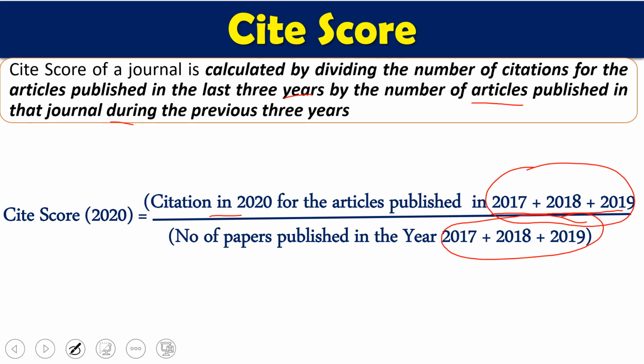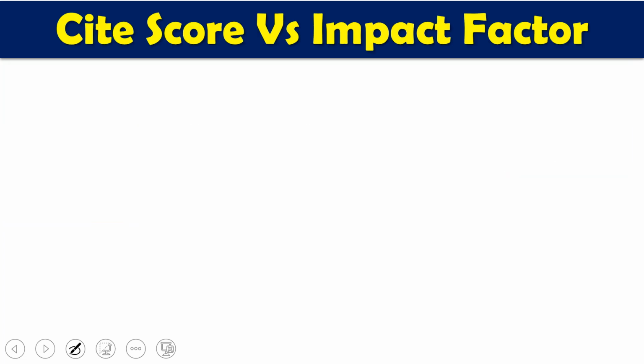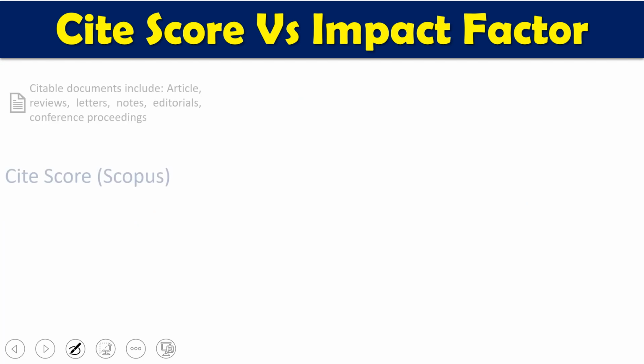In case of impact factor, we take only 2 years of data, and count how many citations were received for those 2 years. And here we take 3 years of data. Now I'm going to compare the cite score versus the impact factor. Cite score, the parameter given by Scopus, includes all citable documents: article, review article, letter, note, editorial, conference proceedings.